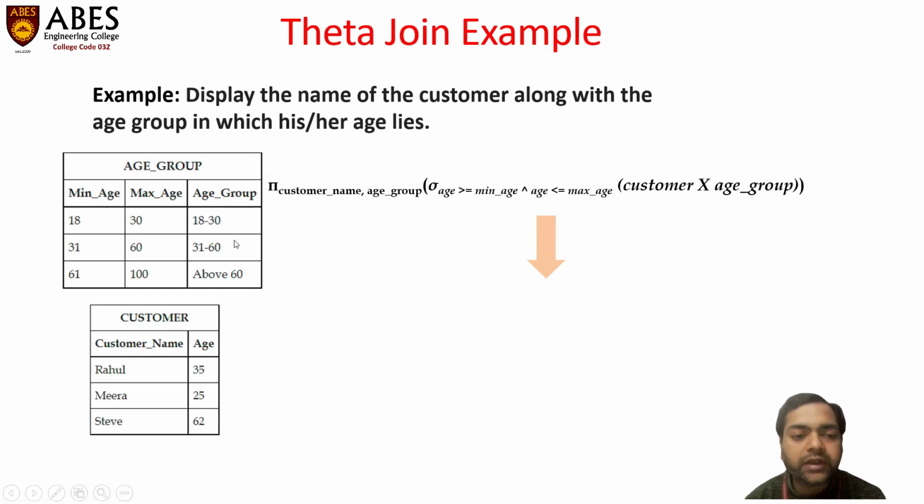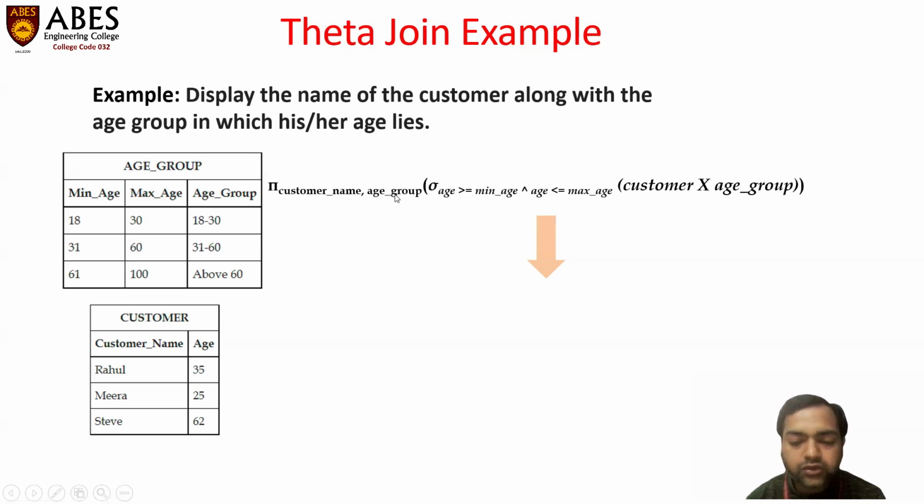First of all, we need to apply the cross product onto both tables. You can see here we have applied the cross product of customer and age group, and after that we have used the select operator. Under the select operator we have used the theta join condition. What will that condition be? Age should be greater than or equal to minimum age, and age should be less than or equal to maximum age. This represents the theta join.